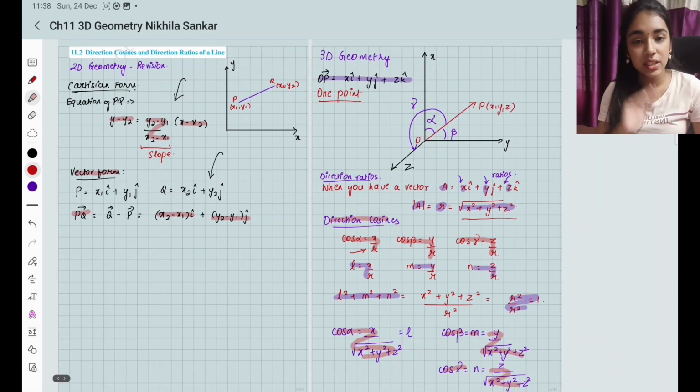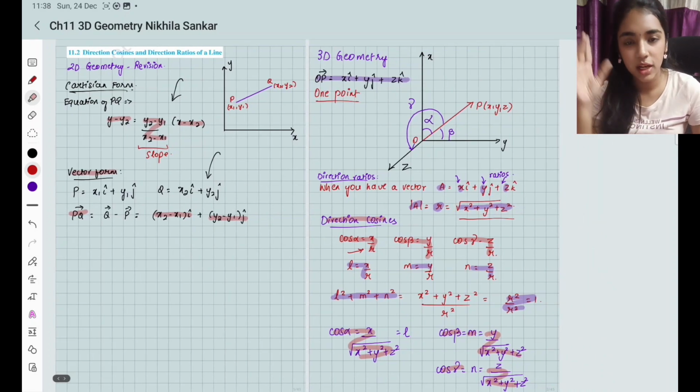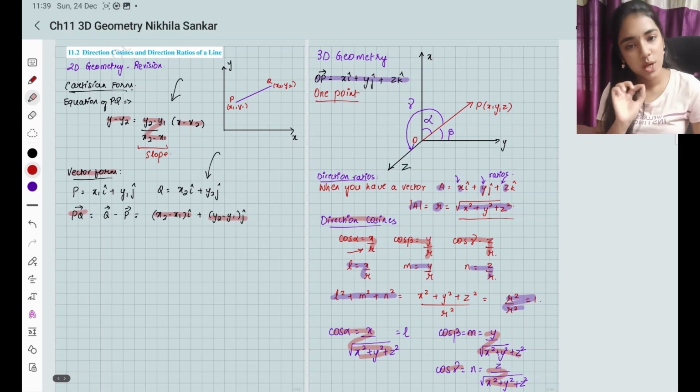Okay, இதுல வந்து நான் end-ல consolidated formula ஒரு page-ல full-ஆ எழுதி கொடுத்திருக்கேன். So அதையும் refer பண்ணுங்க.